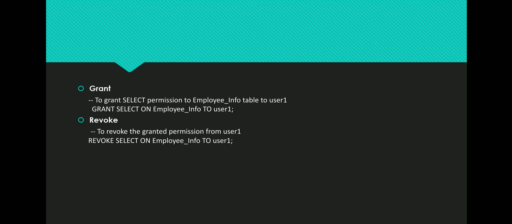Grant. To grant select permission to employee info table to user 1: grant select on employee info to user 1. Here user 1 will be provided to select the information in the table. Revoke. To revoke the grant permission from user 1. This revoke permission will revoke the permission that we have given to the user 1.